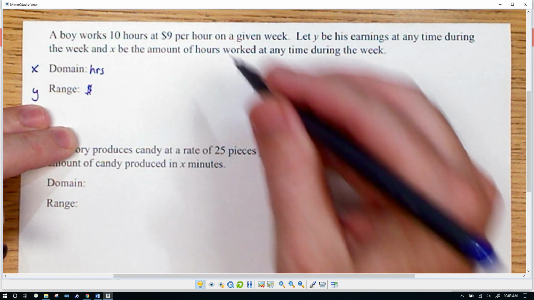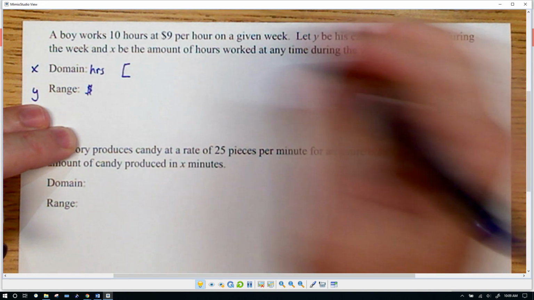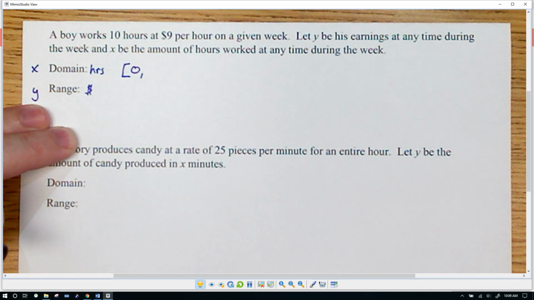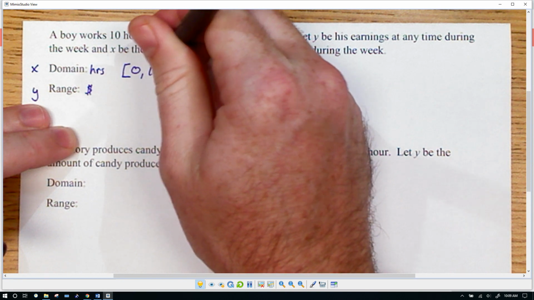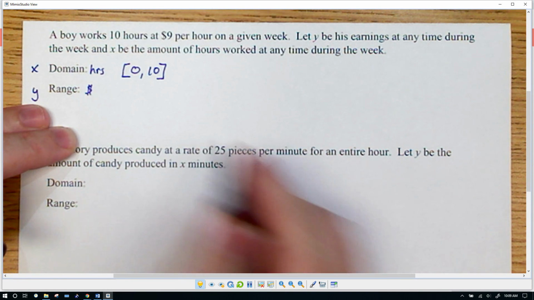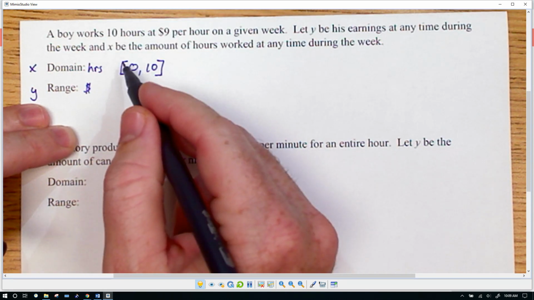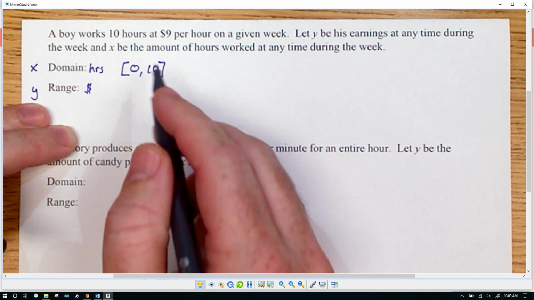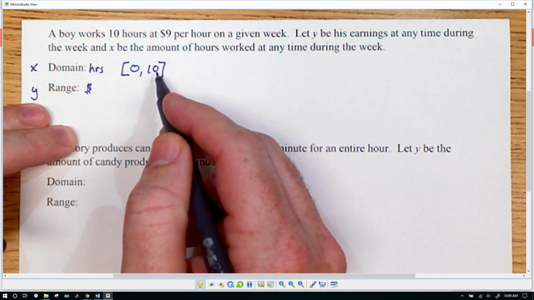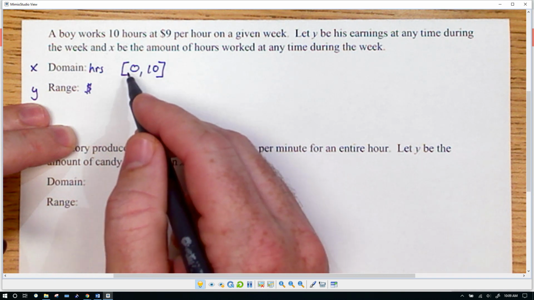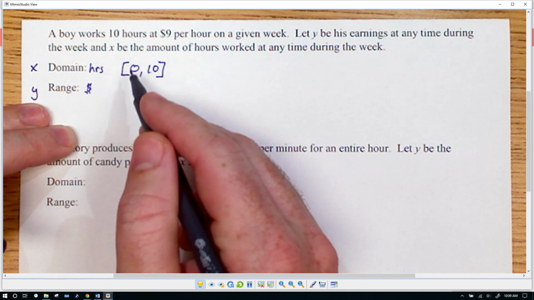Okay, so looking at this, the lowest that he works is 0 hours. Think about when he first starts working and he clocks in, it doesn't start counting at 1 hour, it starts counting at 0 hours. Then it says he works a total of 10 hours in that week. So we're going to go from 0 to 10. And that is it. That's the interval. We use square brackets because it means that those values exist. He does work for 0 hours. That's a possibility. And he works for 10 hours. That's also a possibility. And anything in between these, he can work.